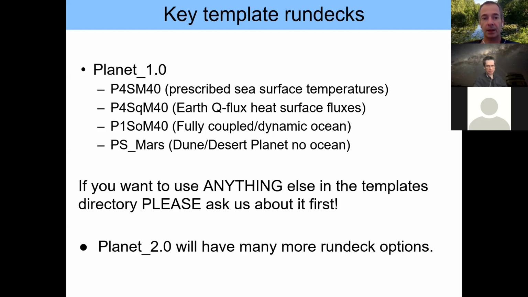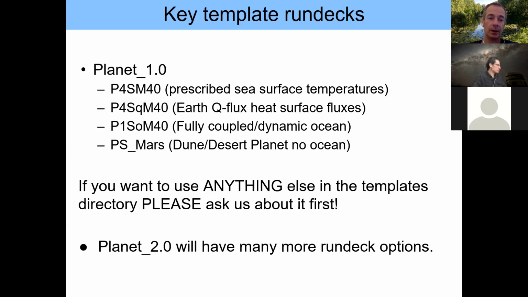And then it can be 3 options. One is that there is no letter, so the P4S M40, no lowercase letter between S and M, which means that the sea surface temperature is prescribed and the sea ice is prescribed. And then if it is a Q, then a Q flux, heat surface flux exists, based on present day Earth, unless you modify the file. And then the lowercase o means that the dynamic ocean is fully coupled with the atmosphere and the rest of the model. So these are the 3 different options.